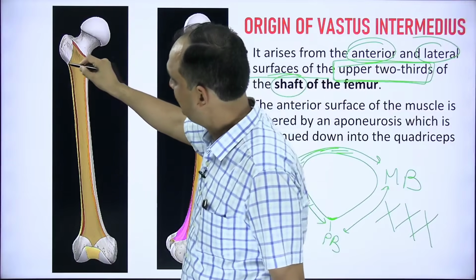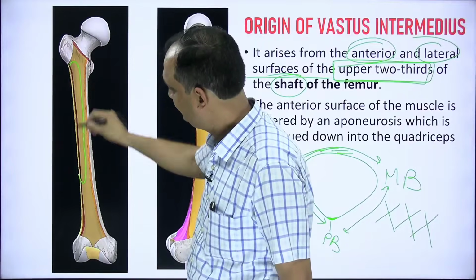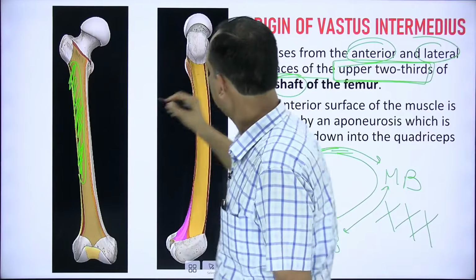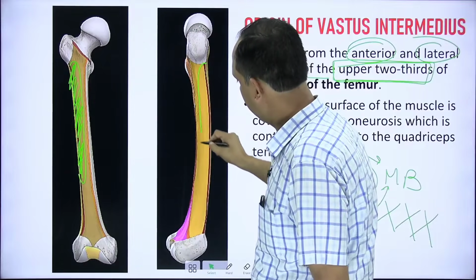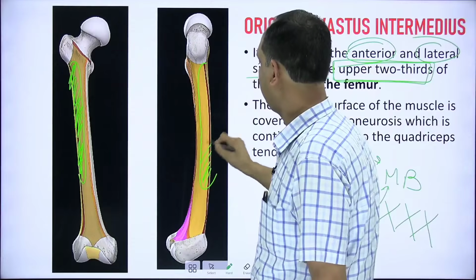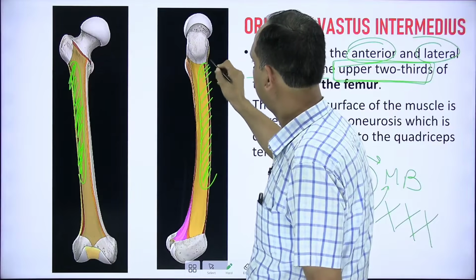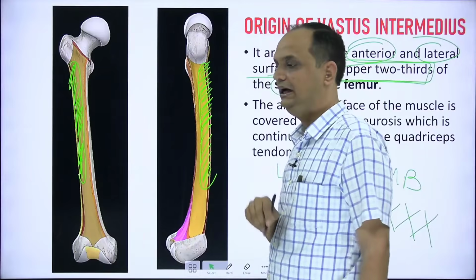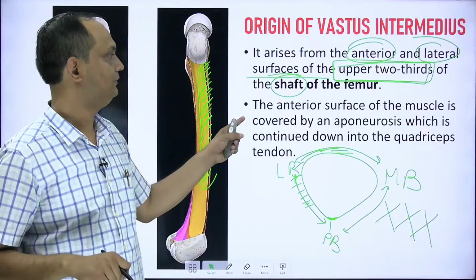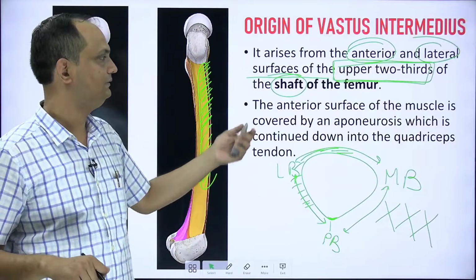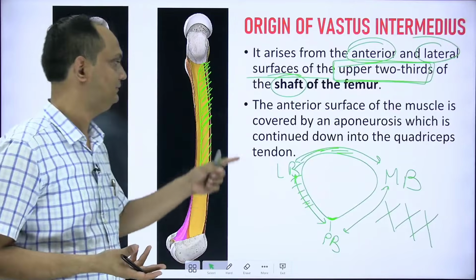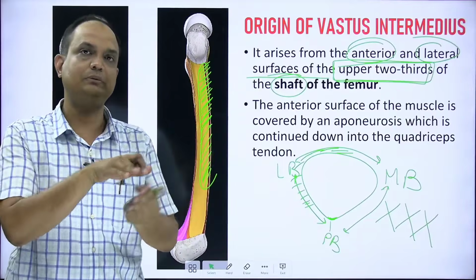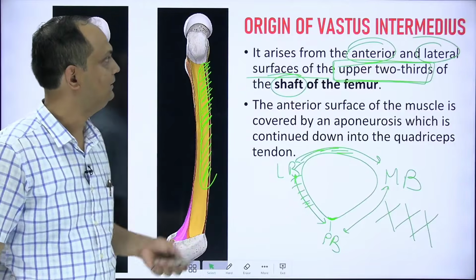So, it is arising from the upper 2/3 of the shaft of the femur anteriorly, and this origin continues on the lateral side and comes here. Clear? You have to keep in mind that vastus intermedialis has origin from the anterior and lateral surface of the shaft of the femur. The anterior surface of the muscle is covered by the aponeurosis, which I already told you. That is why gliding is possible between the rectus femoris and vastus intermedialis.